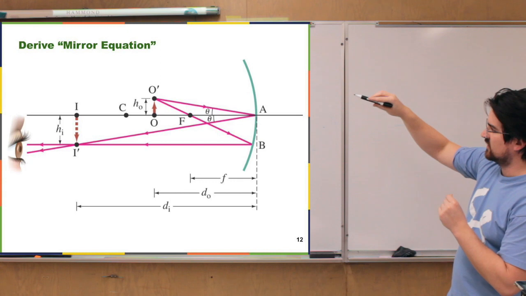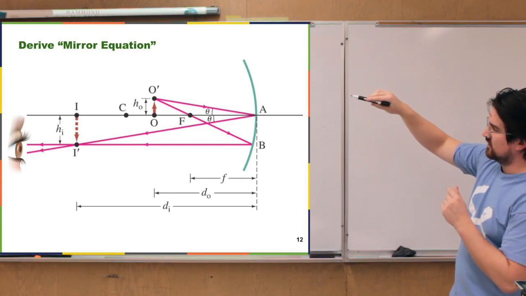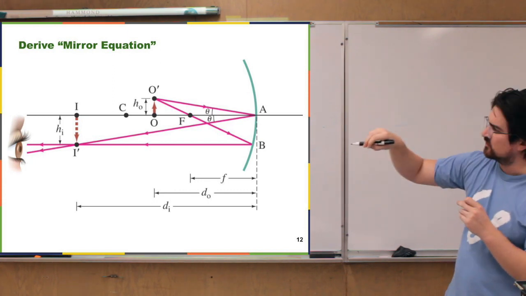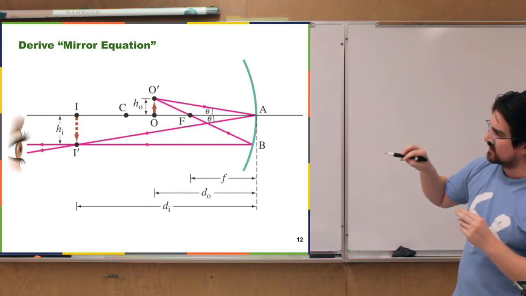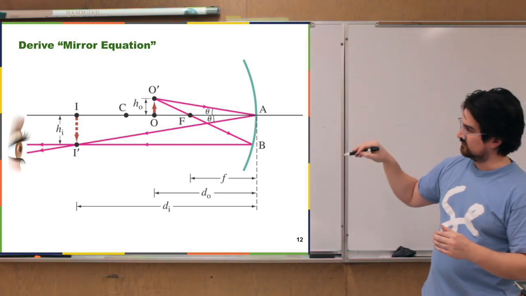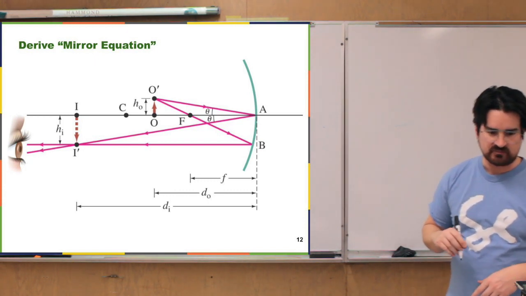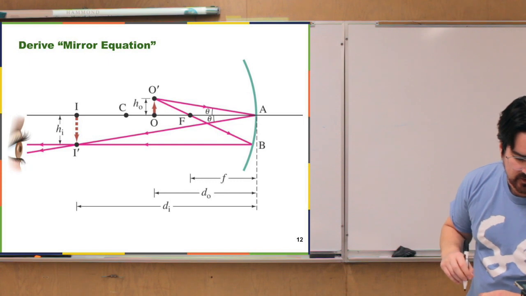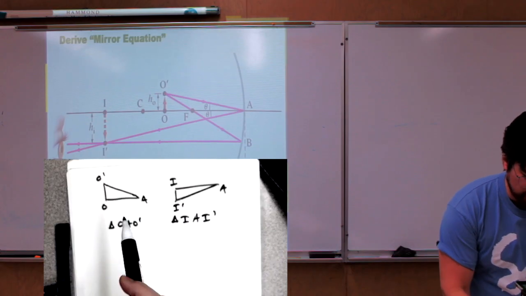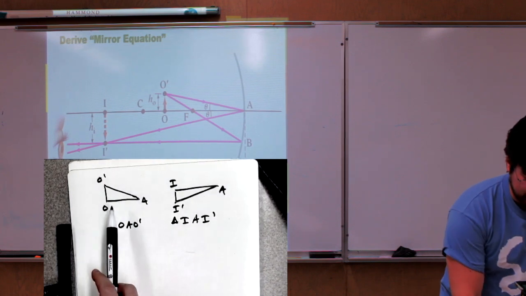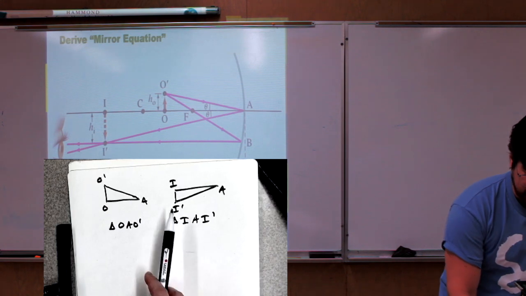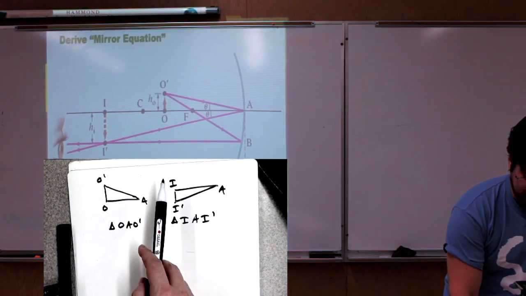And then we are going to use that last ray, which is the ray that goes straight to the vertex and then is reflected back at the same angle. So those two rays will meet back here at our image. We'll form a real, inverted image there. And what we're going to be considering are these two triangles, O prime A, and O prime.